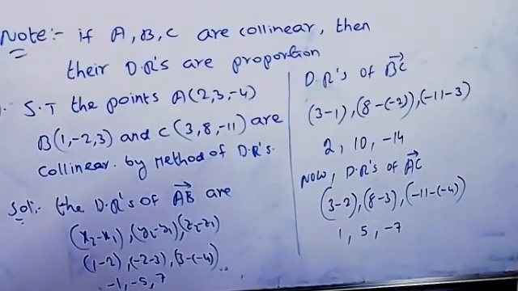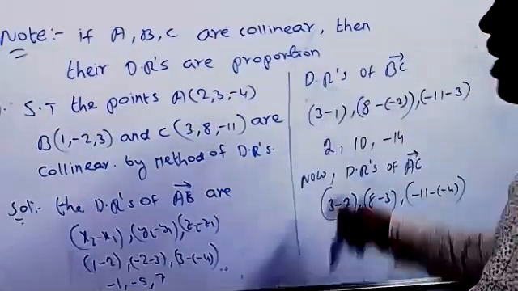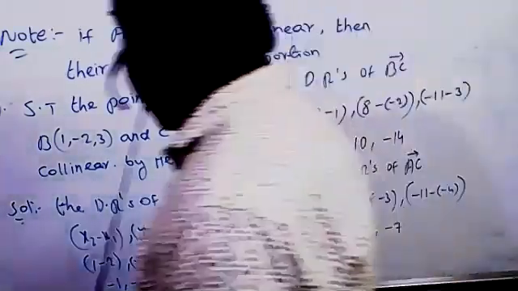So clearly, what can you say now? We should find all those things, then only we can say that A, B, C are collinear. So first take the proportion of the direction ratios of AB and BC.